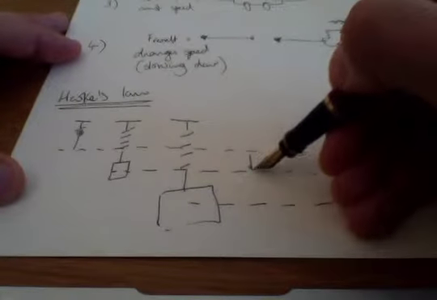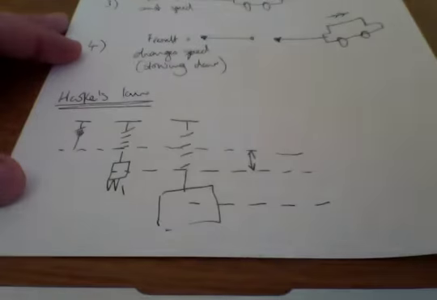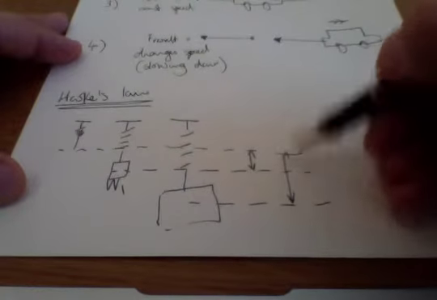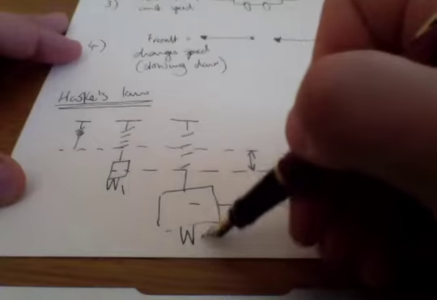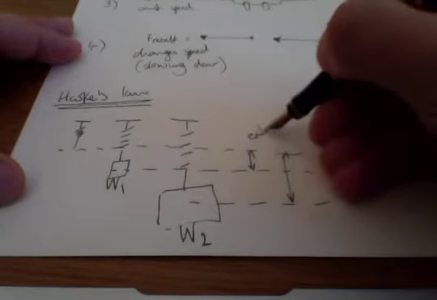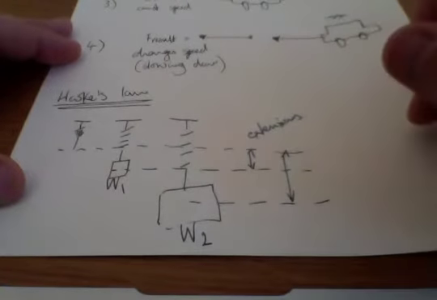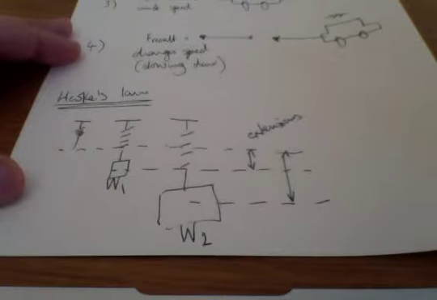So that's the extension with this first weight on it, and this is the extension with a larger weight on it. They're both extensions. And I think you should know that already. If you put more weight on a spring, it's going to stretch more, in effect. But we call those extensions.